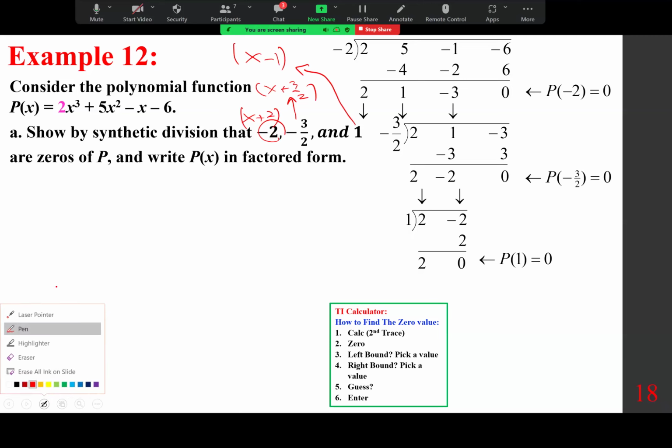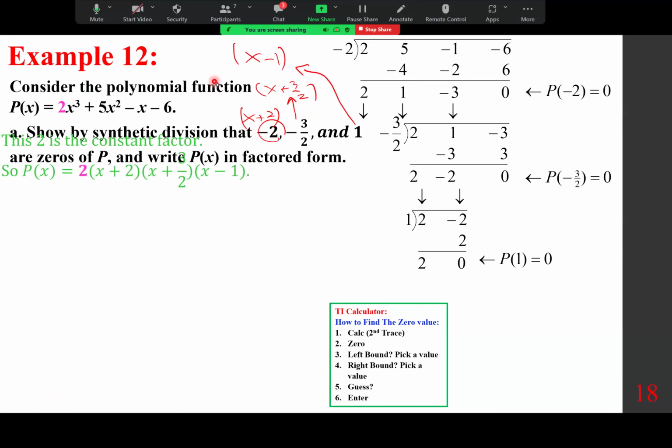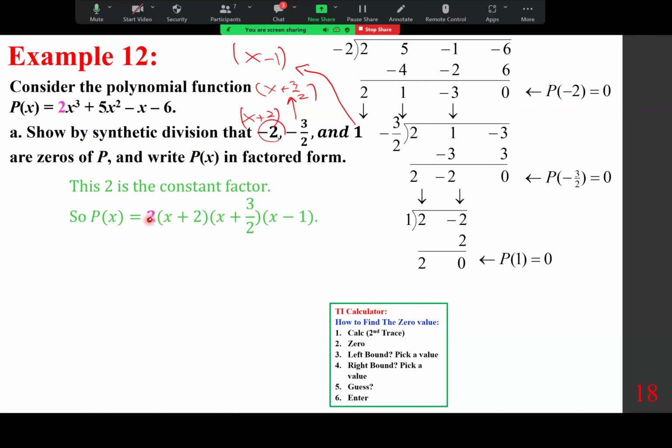Now, if we multiply them through, the leading term is not true. So I want you to pay attention to what happens. For now, ignore that. So x plus 2, x plus 3 halves, x minus 1. If you just ignore it for now, when you multiply them through, the very first term is x cubed, so 2 is missing. So you have to pay attention that this one has 2, and therefore you need a 2.